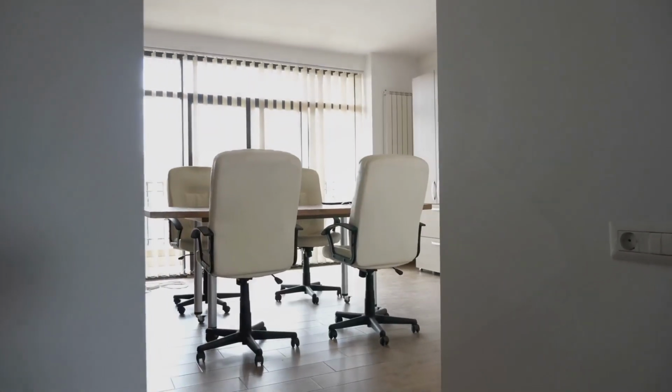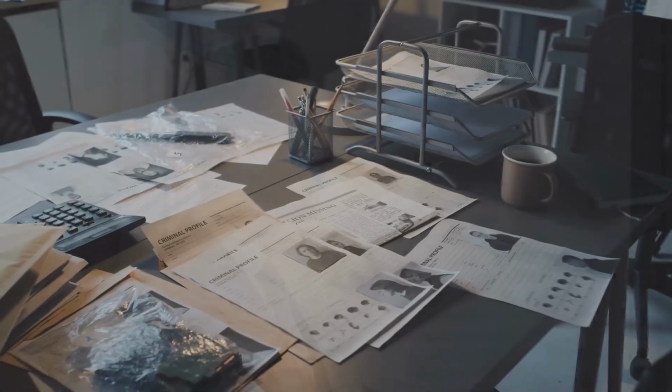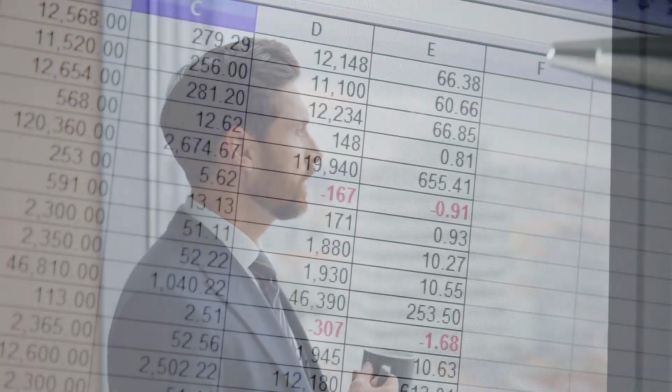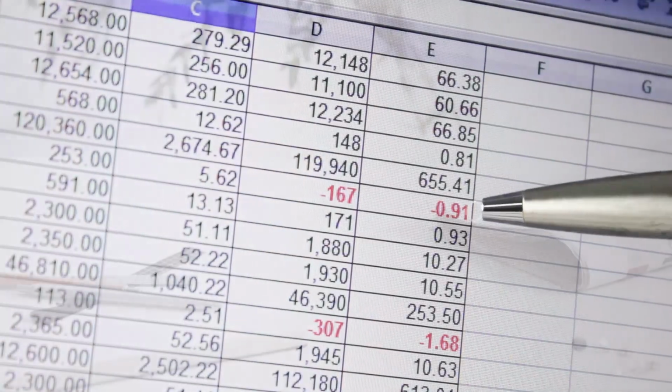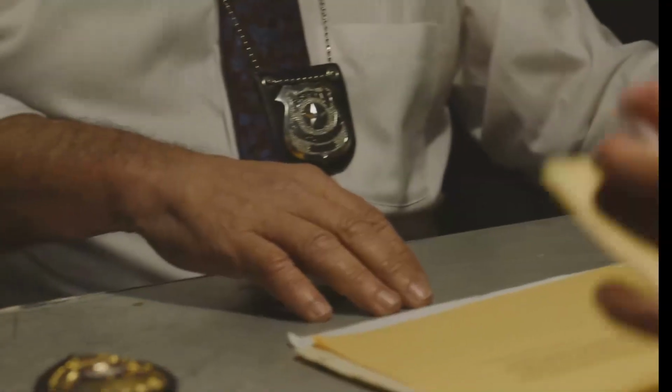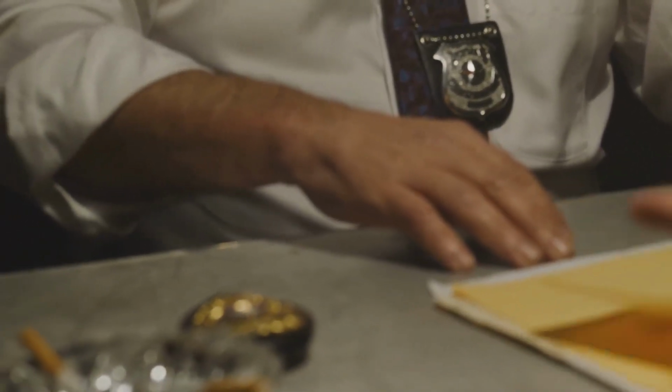Now let's talk about mistakes. The first mistake, collecting too much information. People often think more data means better decisions. Not necessarily. Collect information that answers the question you're trying to solve. Nothing more, nothing less.